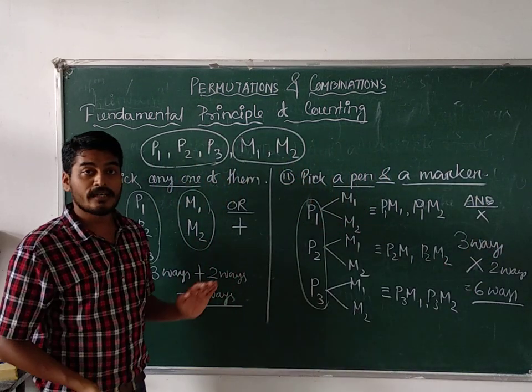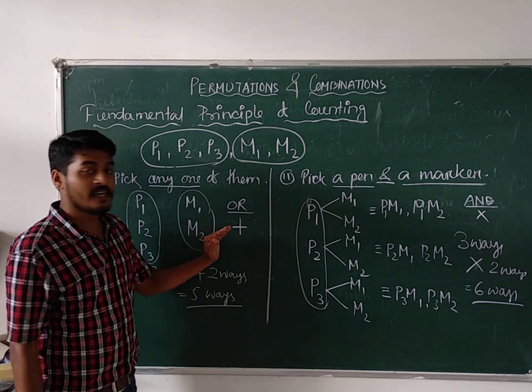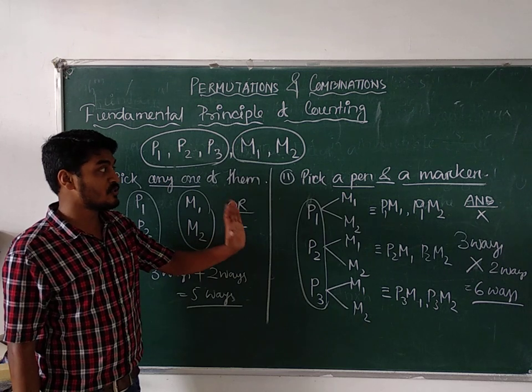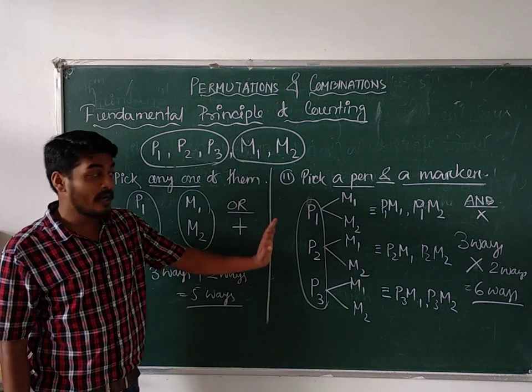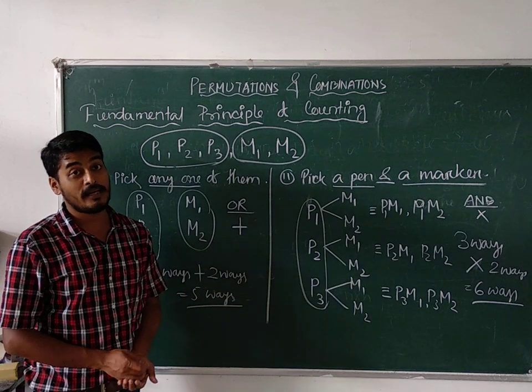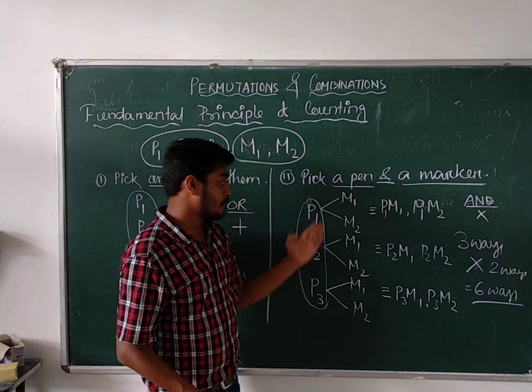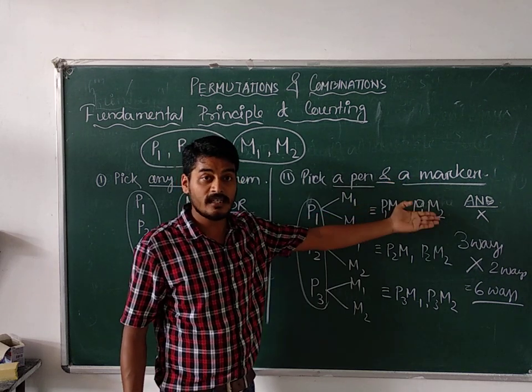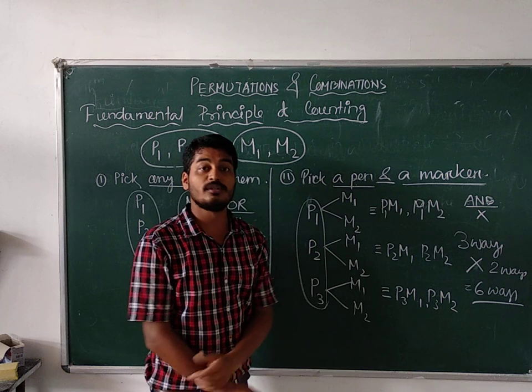Remember, don't forget the basic principle: "or" means addition and "and" means multiplication. Whenever one event depends upon the other, then you have to multiply. The total number of ways of selecting a pen is 3 and the total number of ways of selecting a marker is 2. So 3 times 2 is 6, as you have to select both the objects.